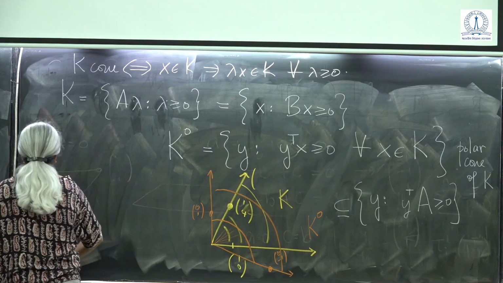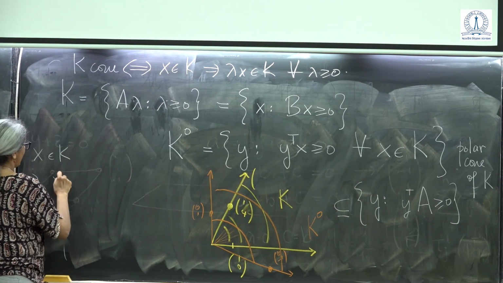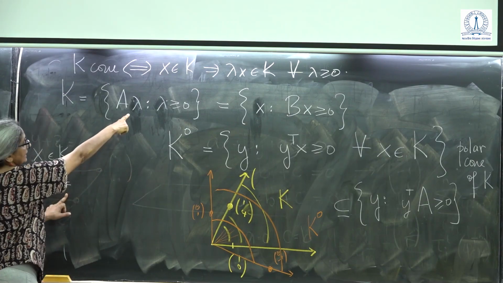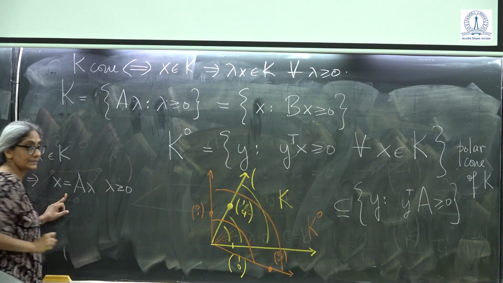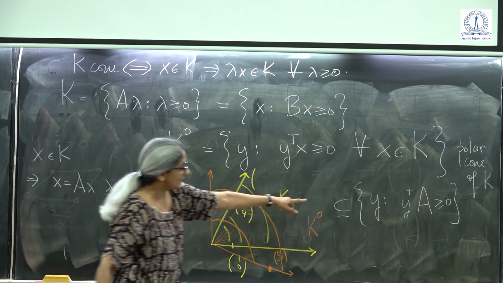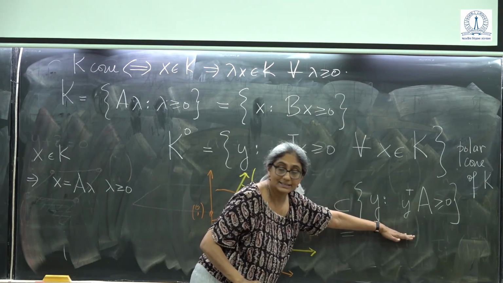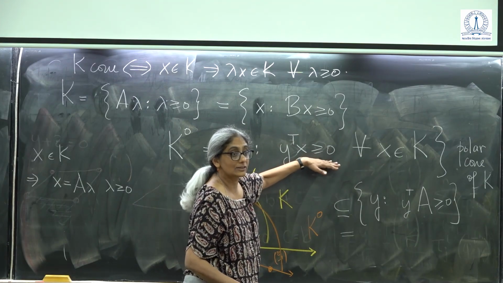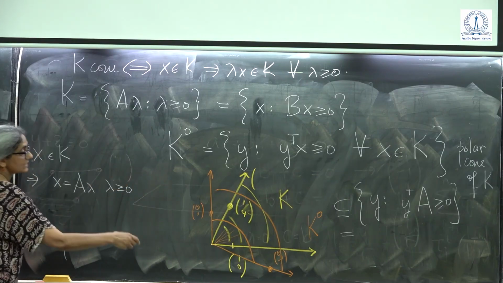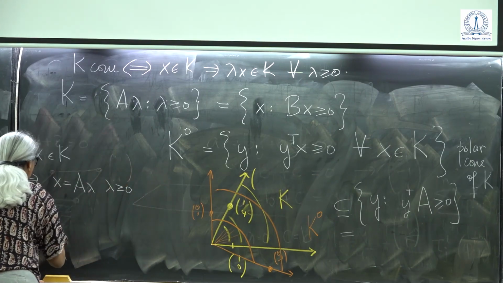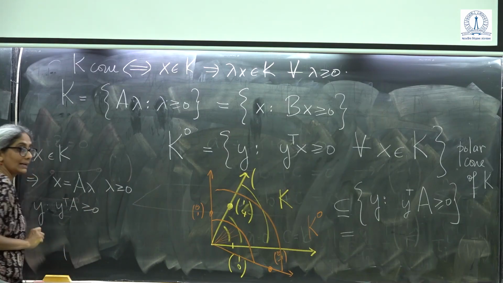So let's write it down. If X is in K, then X definitely looks like A lambda, where lambda is non-negative. Now, what we want to show is equality here. So I have to show that if I pick a Y like this, it'll also lie here. Can we try that? So let's pick a Y such that Y transpose A is non-negative.